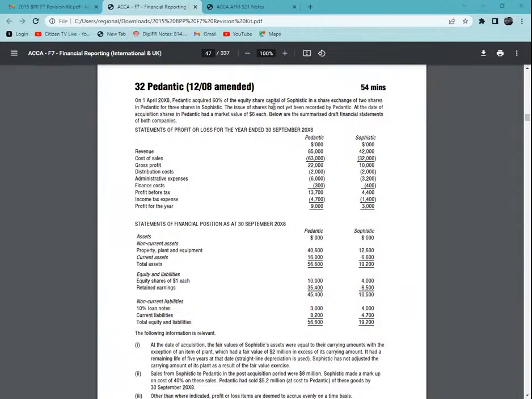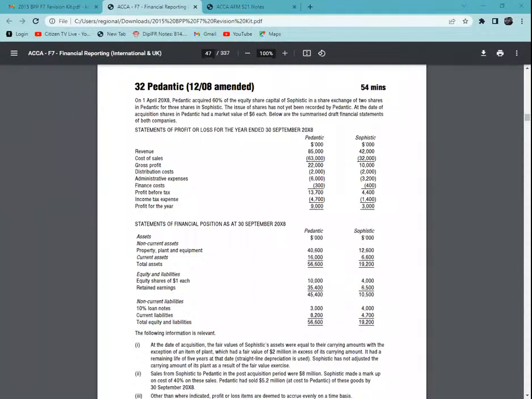I'm not interested in the statement of profit or loss. I am interested in today's class, in showing you how to get the statement of financial position as at 31st September 08. So they have given us here for Pedantic and for Sophistic. My role today is to show you how to consolidate.